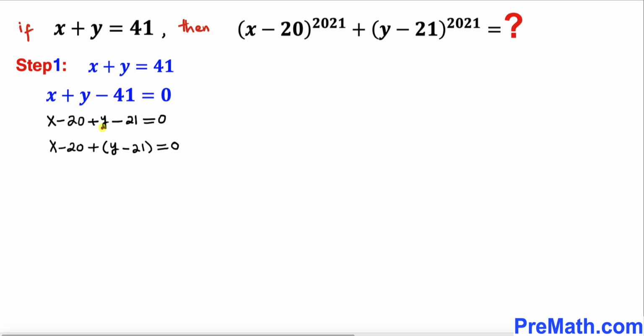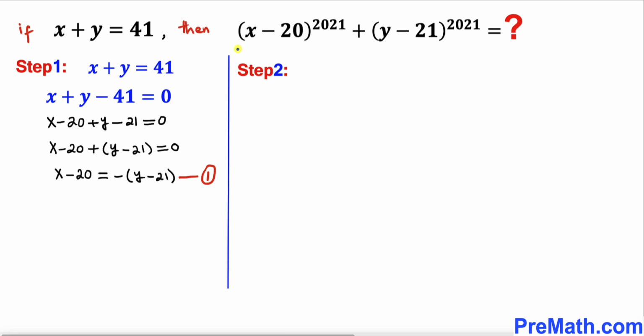And now this part can be written in terms of parentheses. It doesn't make any difference whatsoever. So let's move this part to the right hand side. So we're going to have x minus 20 equals, when we move this one to the other side, negative (y minus 21). Let me call this our equation number 1.